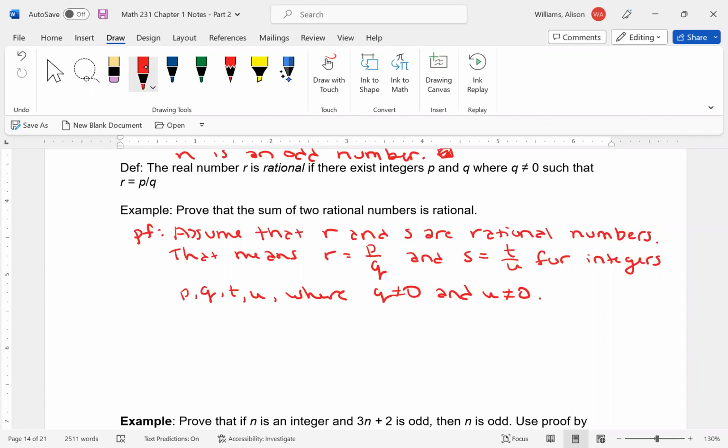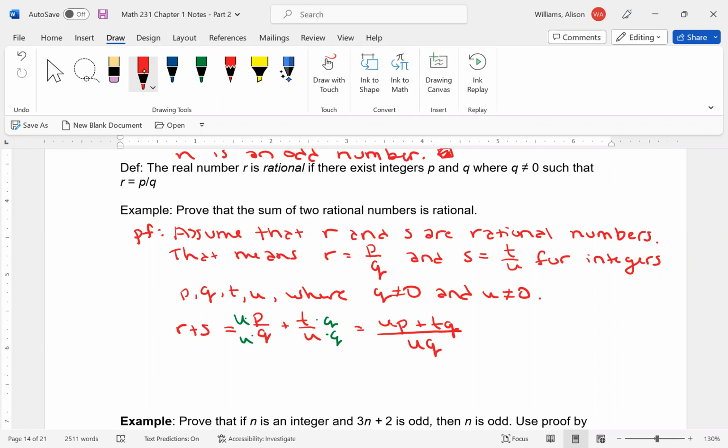Cool. All right, so this says we're going to sum them, so I'm going to add these two things together. So r plus s equals p over q plus t over u. Now, I happen to know from algebra, I can add these two together by getting an LCD, right? I can multiply this term by u and this term by q, and that gives me an LCD. So I'm going to skip all the steps and just do (up plus tq) over uq.